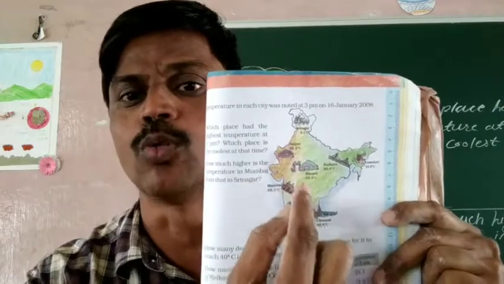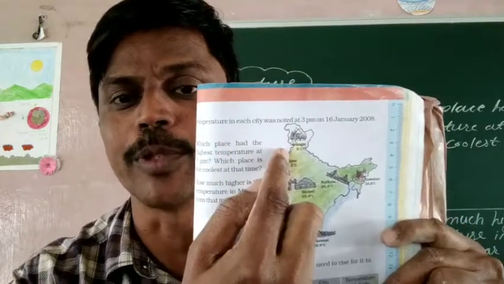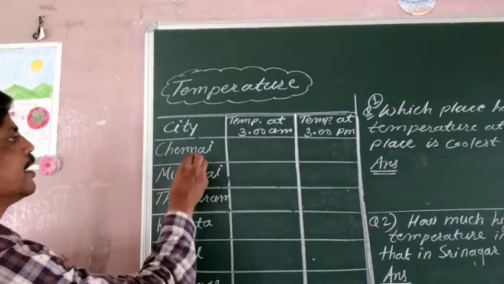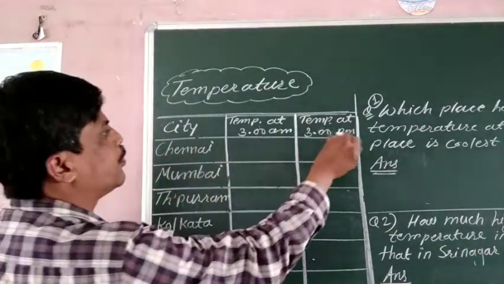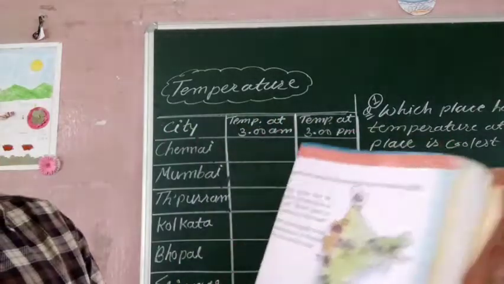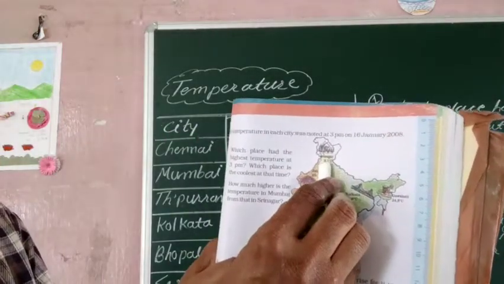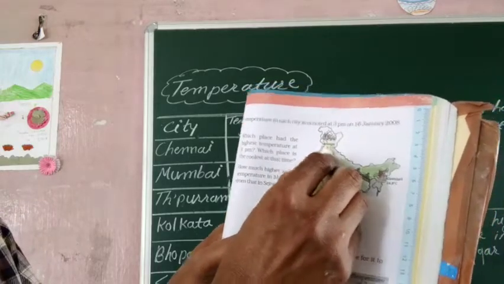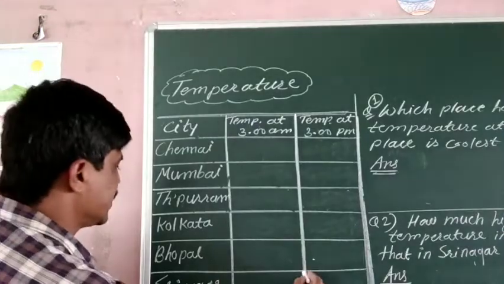But at what time is this temperature noted? It is the temperature which was noted at 3 PM. So what do we have to write? See, this is Chennai, and here it is 3 PM. So we have to write the temperature here from this map. See, first of all, it is Srinagar. It is the temperature at 3 PM. So it is 8.1.